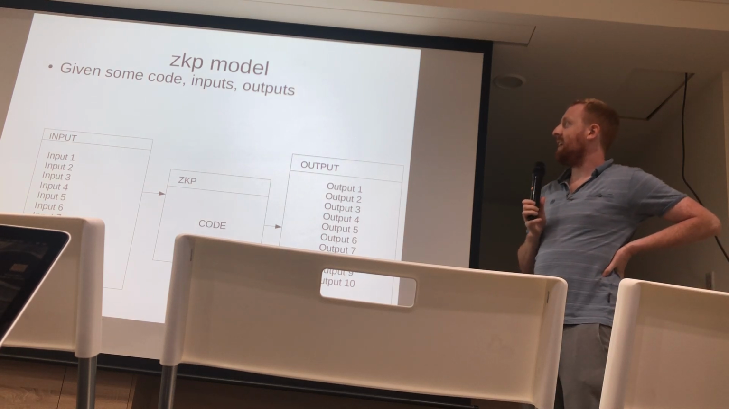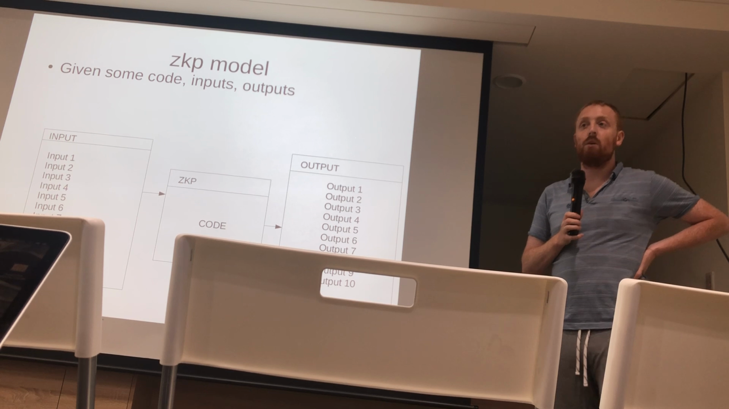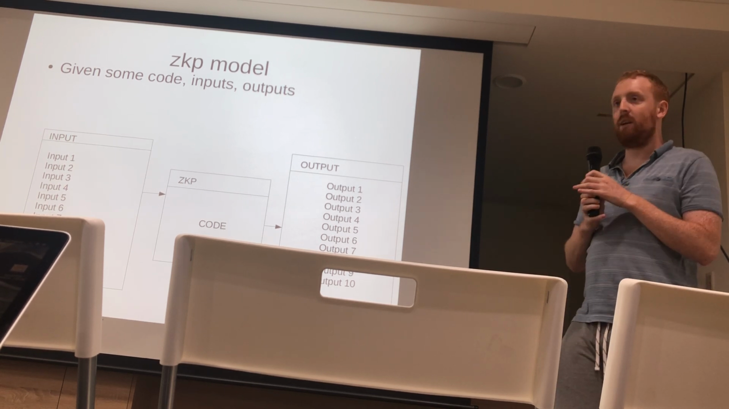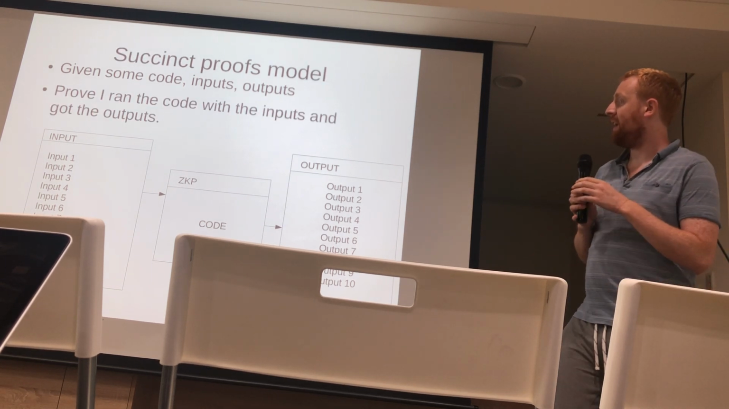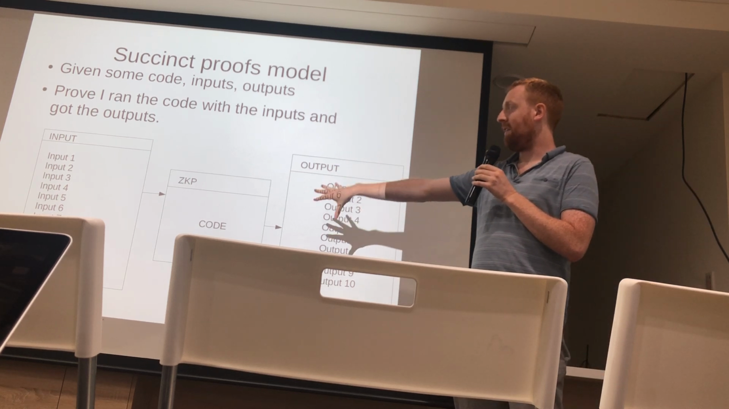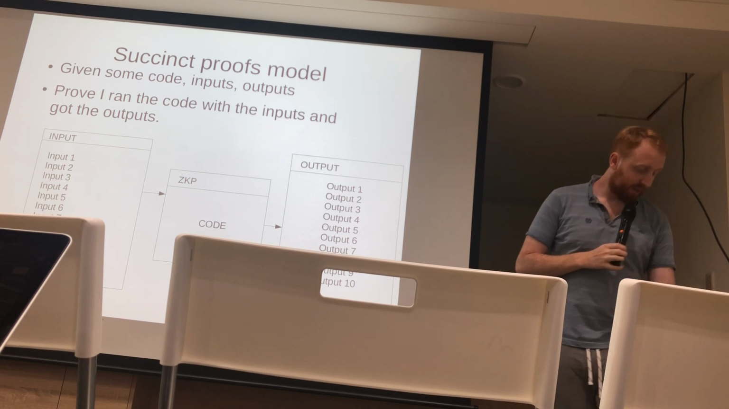Okay, so first, let's make a model of a zero-knowledge proof. A zero-knowledge proof is where, given a certain set of inputs and some code and some outputs, you can prove that you ran a certain code with certain inputs and got certain outputs.